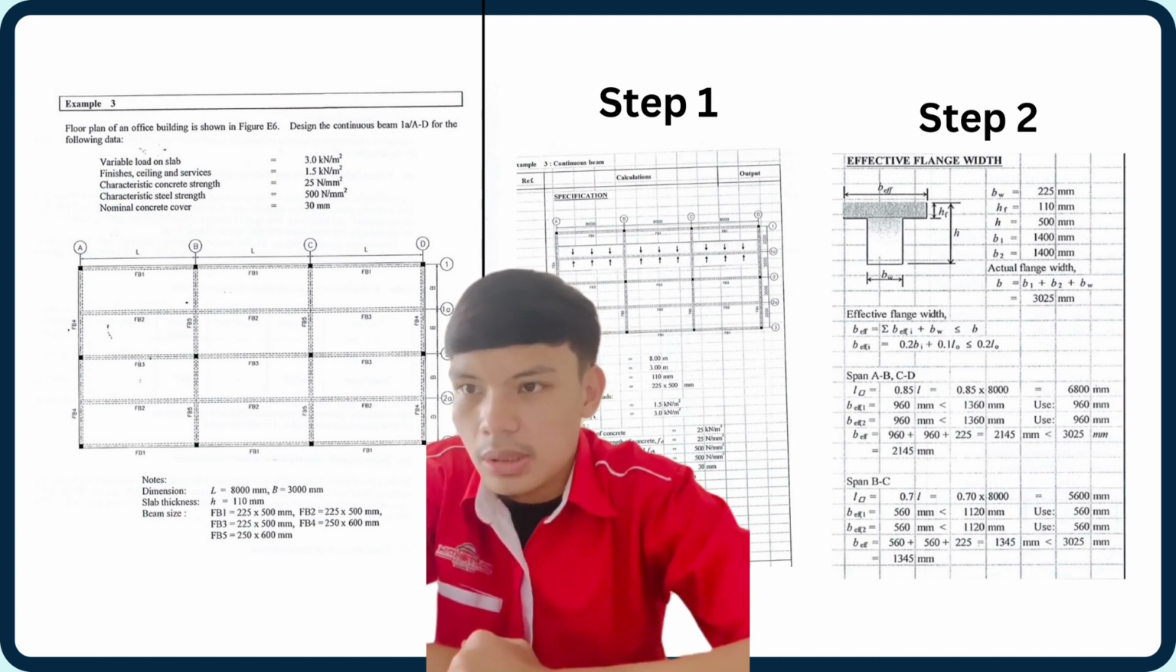Equal to 2145 mm. Span BC, L0 equal 0.7 L equal 0.70 times 8000 equal 5600 mm. BF1 equal 560 mm, less than 1120 mm. Use 560 mm. BF2 equal 560 mm, less than 1120 mm. Use 560 mm. BF equal 560 plus 560 plus 225 equal 1345 mm, less than 3025 mm, equal to 1345 mm.